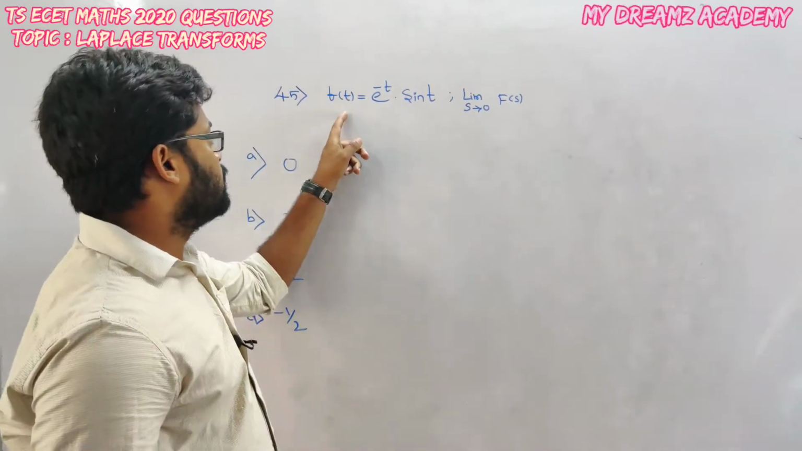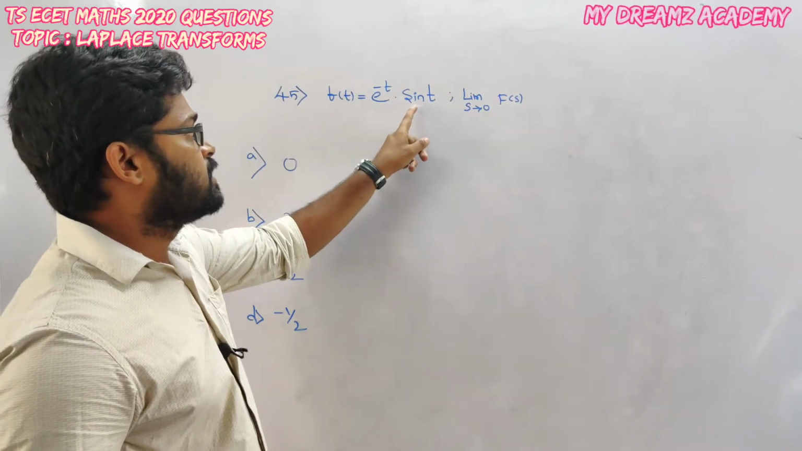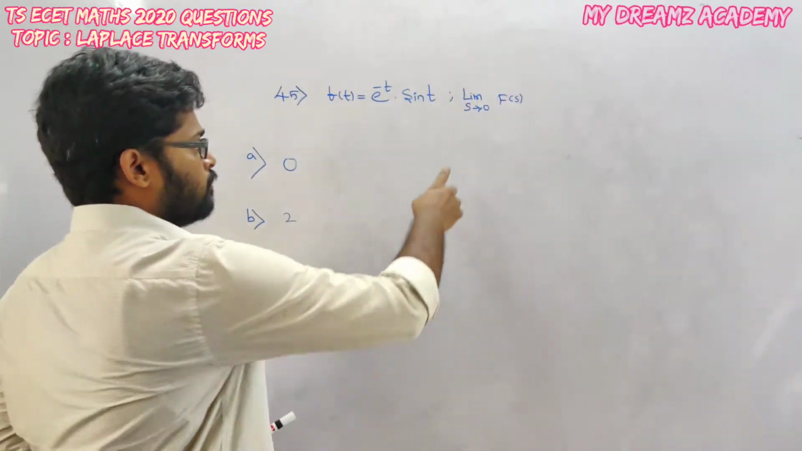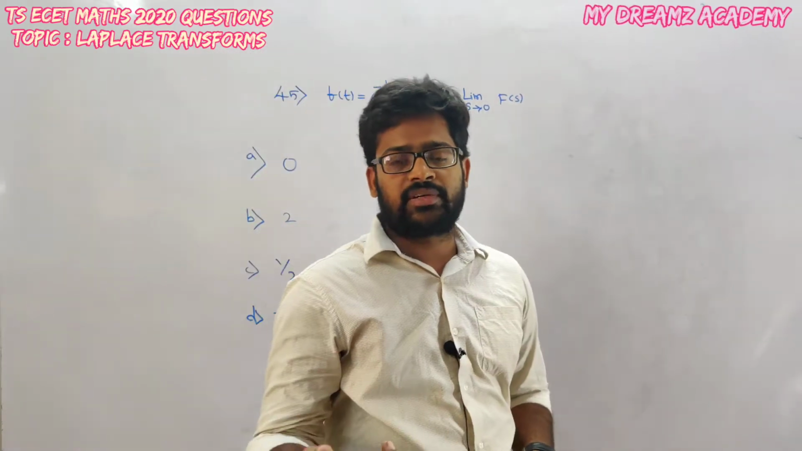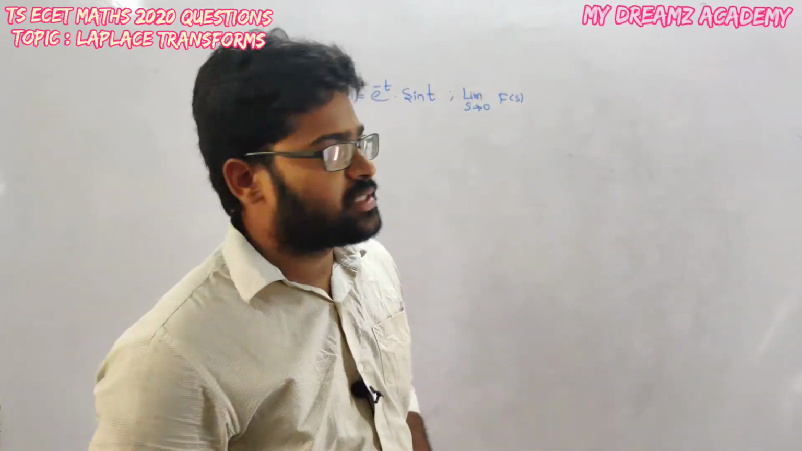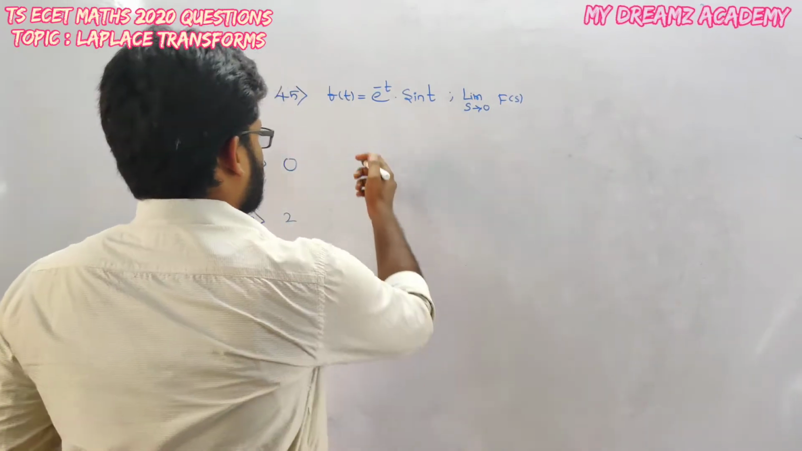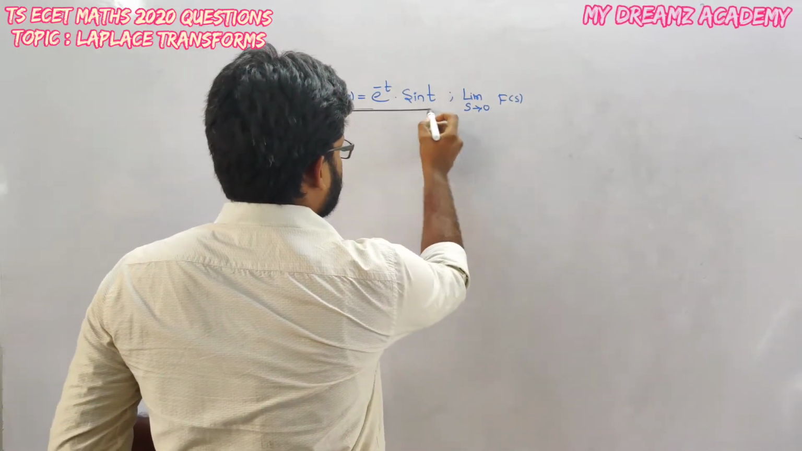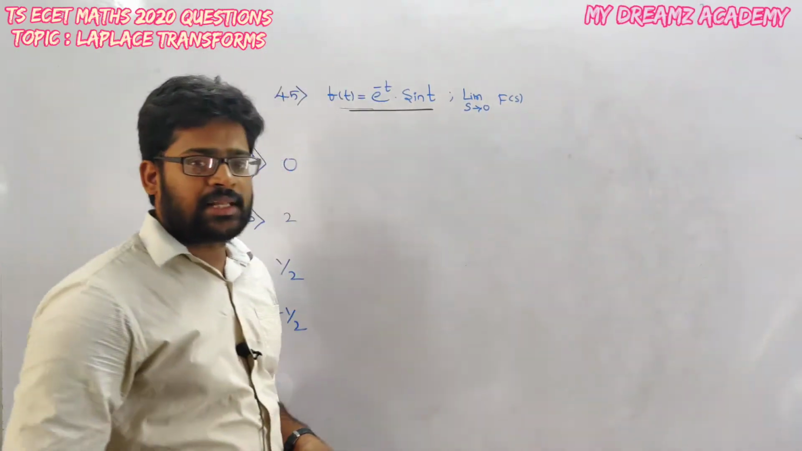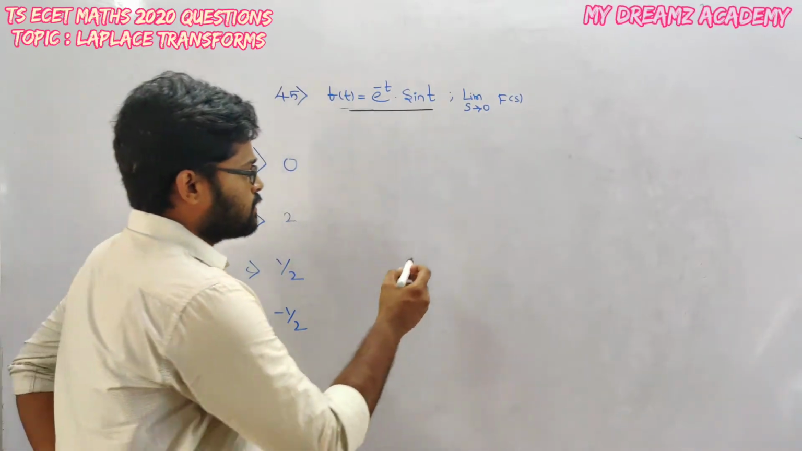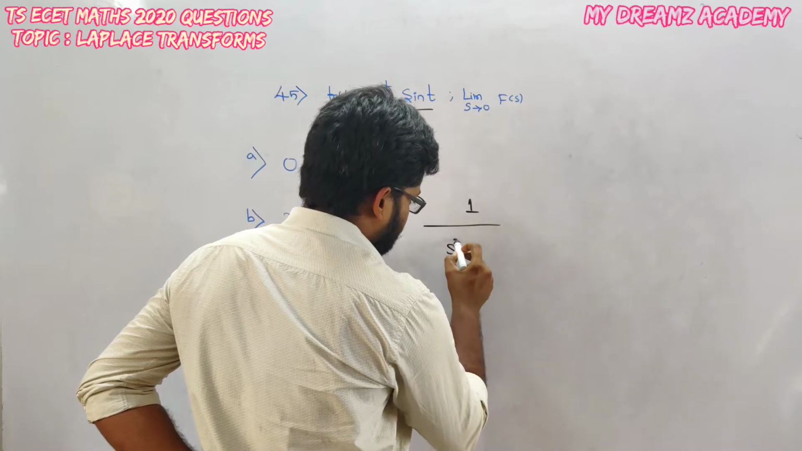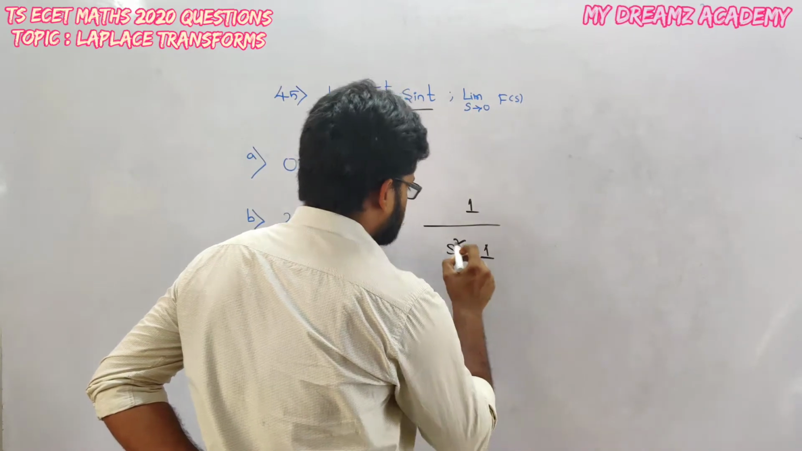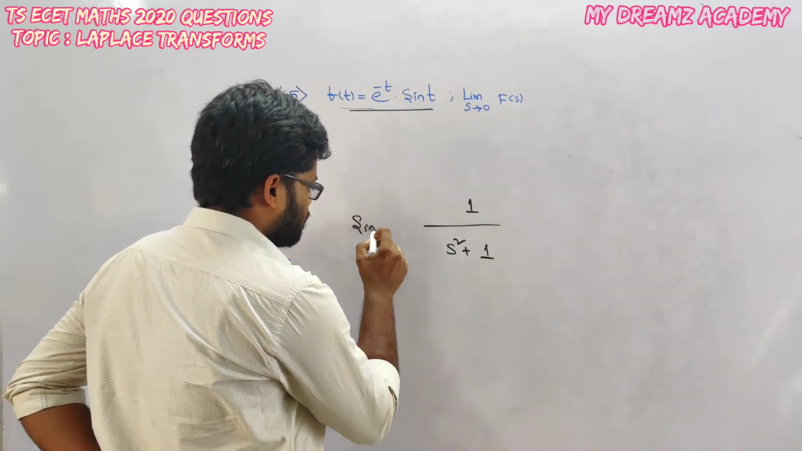f of t is equal to e power minus t sin t. We need to find limit s tends to 0 of f of s. First we need to find f of s, then substitute s equals 0. In order to find the Laplace transform of this, first we find the Laplace transform of sin t, that is 1 divided by s square plus 1.